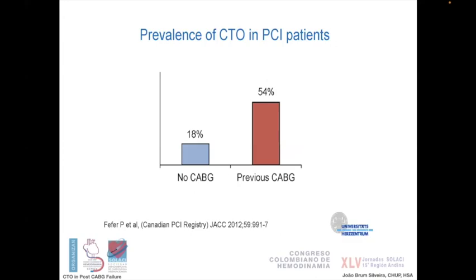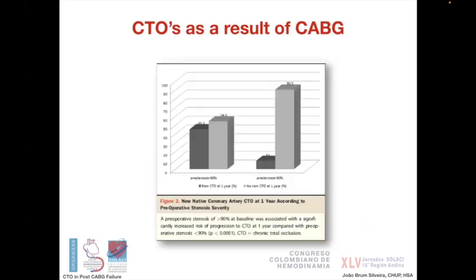But what is the real prevalence of CTO PCI in our regular day in the cath lab? We know from a study published by Canadian colleagues in 2012, in the no-CABG population, we had around 80% of CTO in the coronary angiography. But also, when a patient was submitted to CABG, you have a rate of occlusion around 54%. It's very important. CABG is a marker of the occlusion.